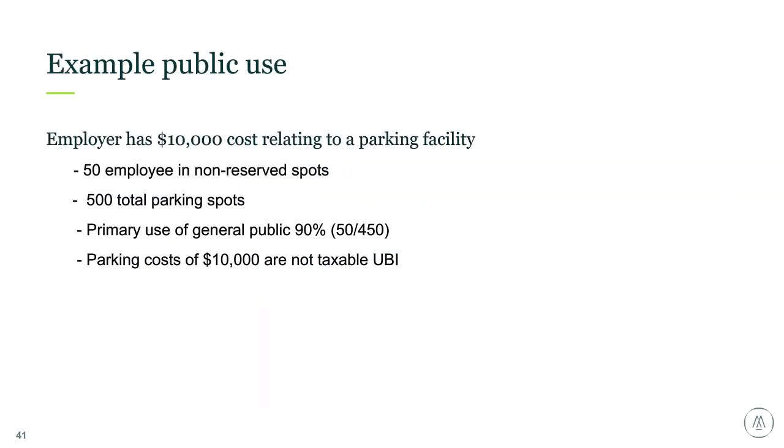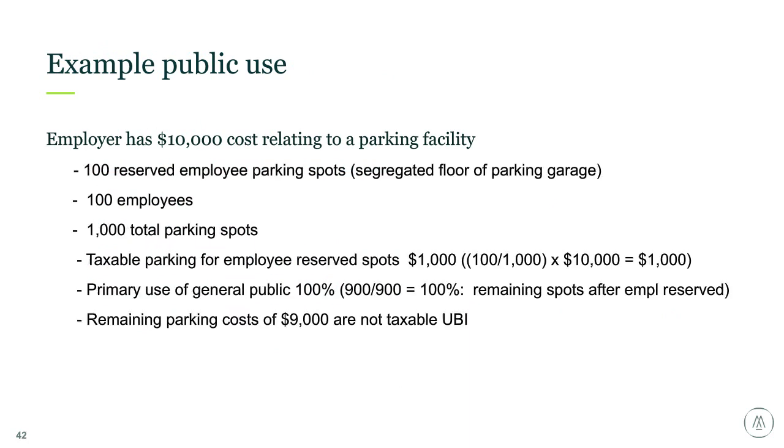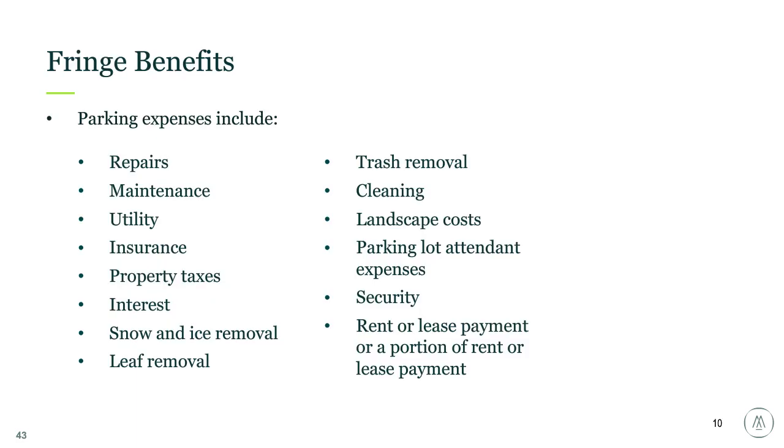We have a couple examples here. I won't go through them, but they're pretty helpful if you have any questions about that process for determining how to allocate the costs. But looking at parking expenses, repairs, maintenance, this is a list of items that could be included as parking expenses. The one thing to note is that depreciation doesn't show up on here. That's not considered a cost added in for parking fringe benefits.